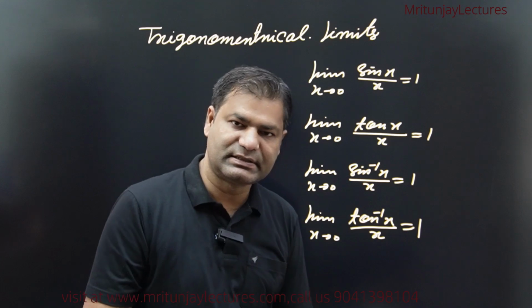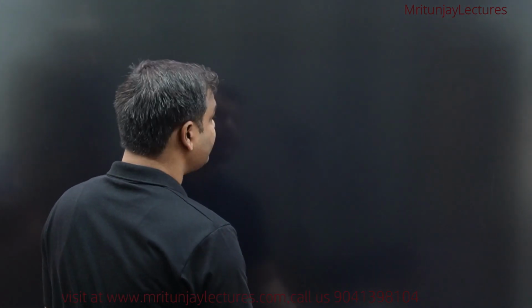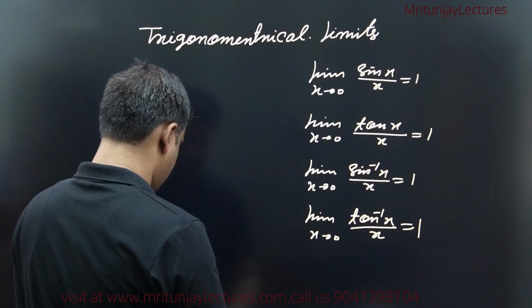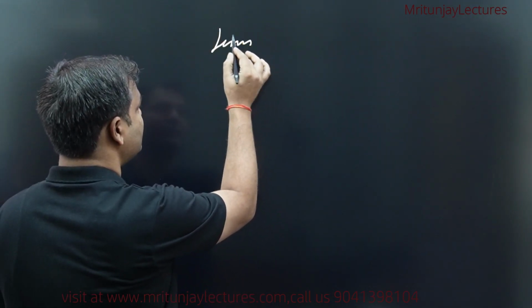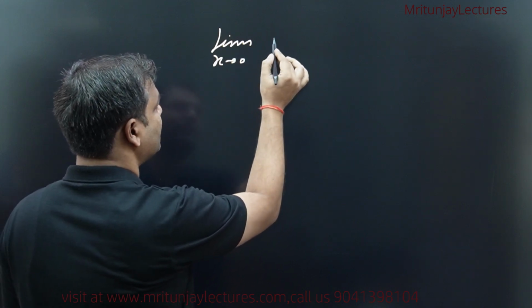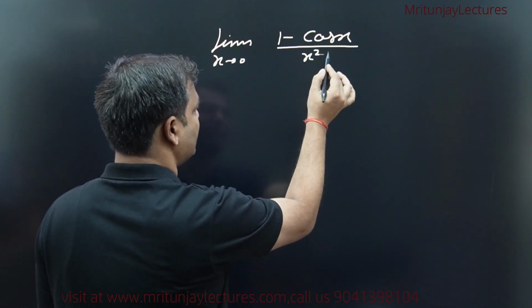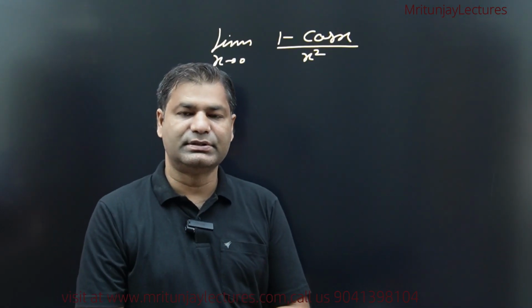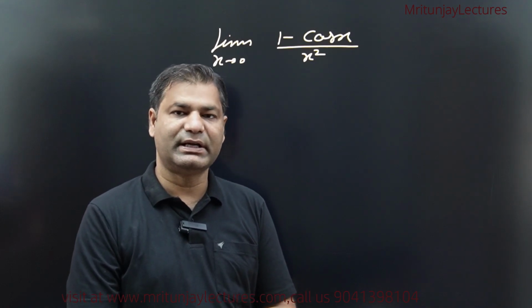Now let's take some trigonometrical problems. Limit x tends to 0, 1 minus cos x divided by x square. How can we solve this type of problem? Limit x tends to 0, 1 minus cos x upon x square.